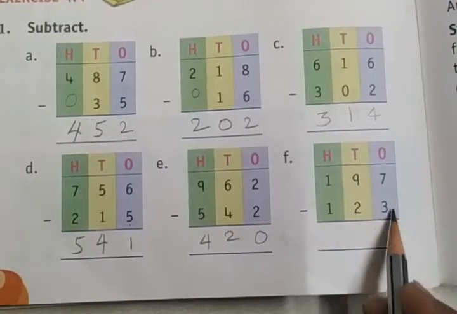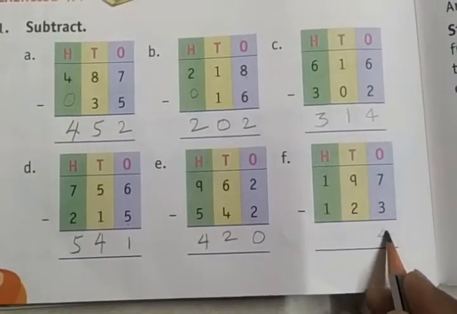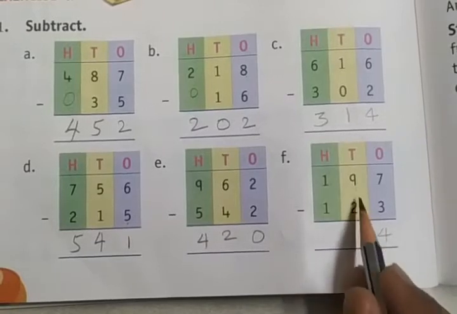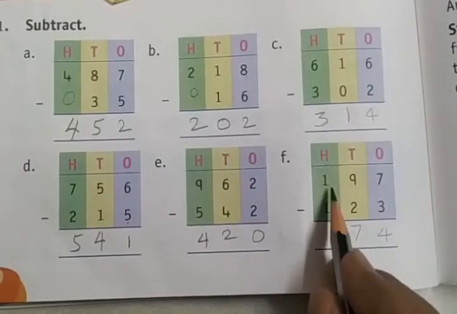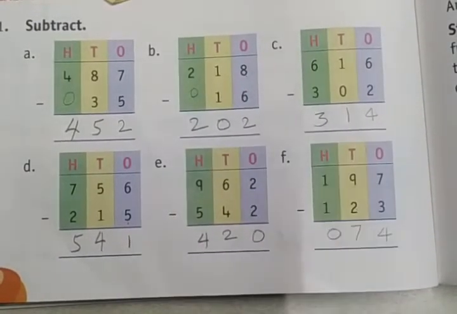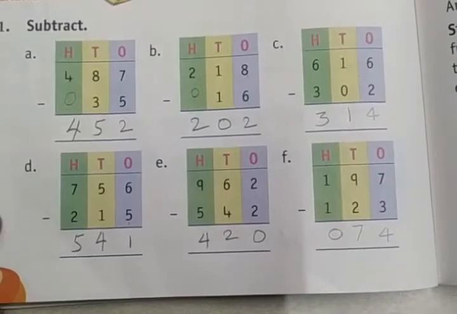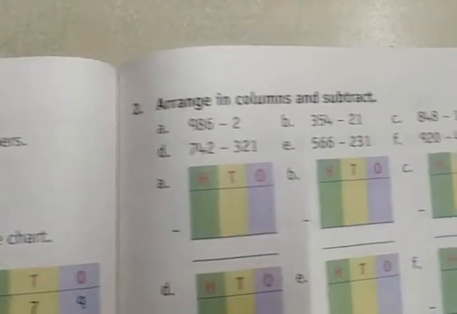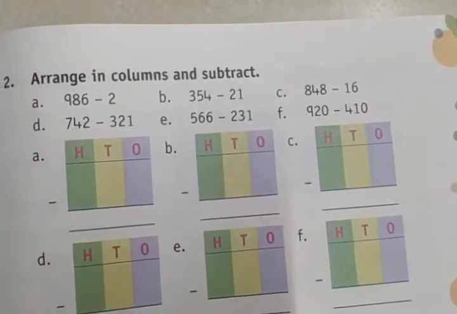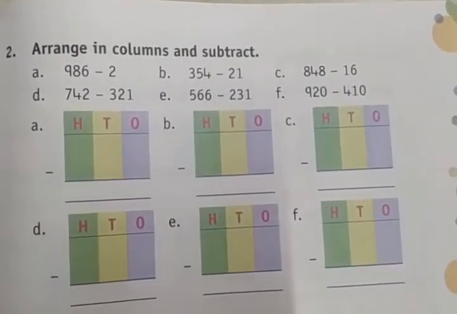7 minus 3 is 4. 9 minus 2 is 7. 1 minus 1 is 0. Okay, clear? This is how we need to do the subtractions without regrouping. Now let's move on to the next examples.